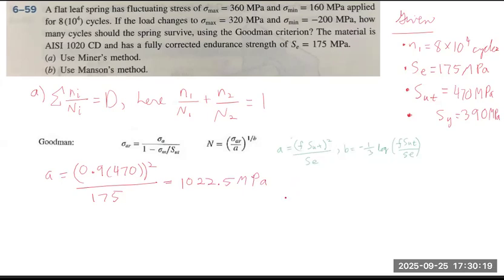and B is equal to negative 1/3 log of 0.9 times 470 over 175, and this is equal to negative 0.127767.